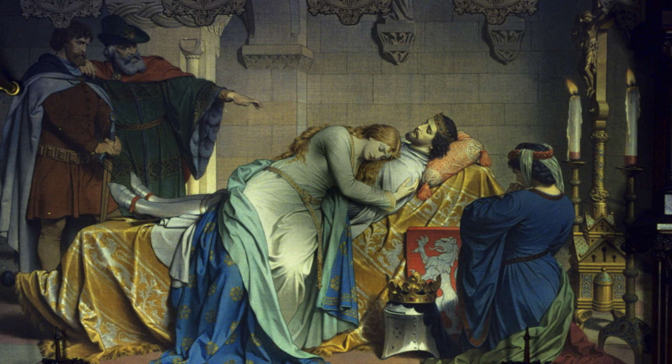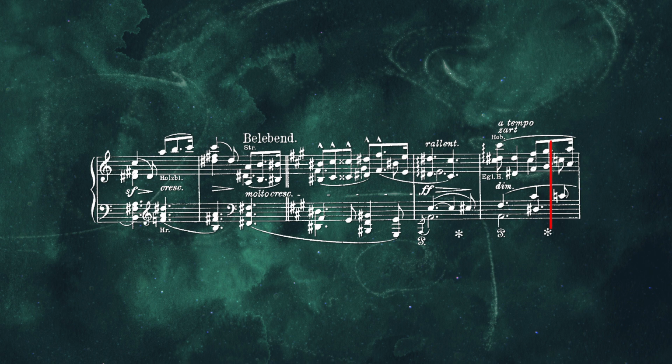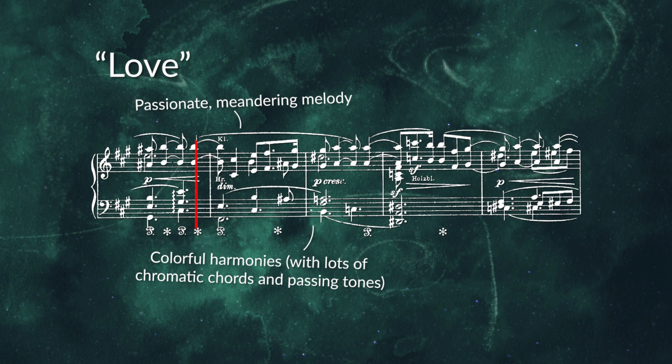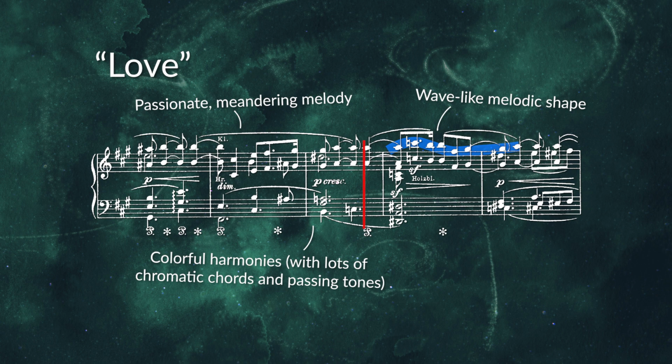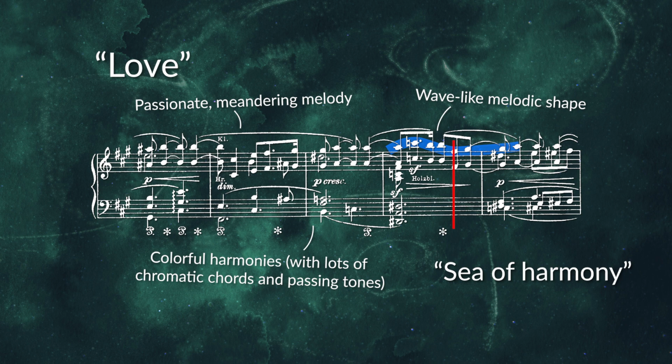As we listen to the prelude, one of the central themes of the plot, love, is depicted by the music's passionate, meandering melodies and colorful harmonies. The melodic contour often resembles a wave-like shape that interweaves with each other to produce a sea of harmony, which could symbolize the sea that Tristan and Isolde traveled in the opening scene.